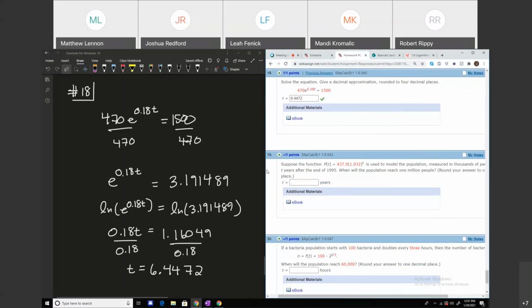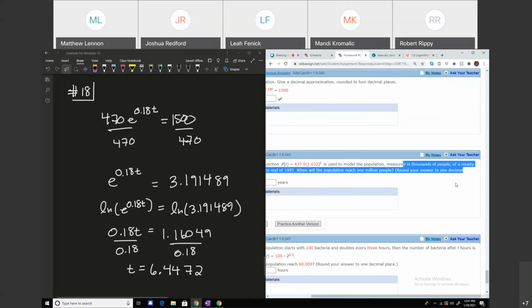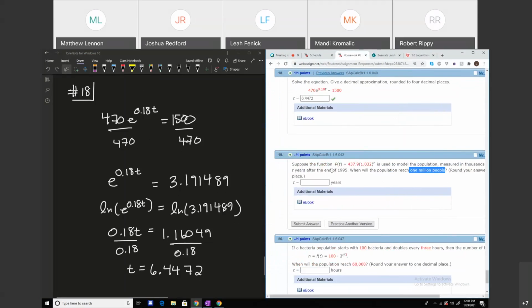We actually did number 19 in class. So if you look at the notes from last class, we should do that one. Basically, you just set P of t equal to 1,000. That's the trick here, because the population is modeled in thousands of people, and they want to know when will the population reach 1 million. And 1 million is 1,000 thousands. So you just set P of t equal to 1,000 and then solve this equation. So we did do that one in class.